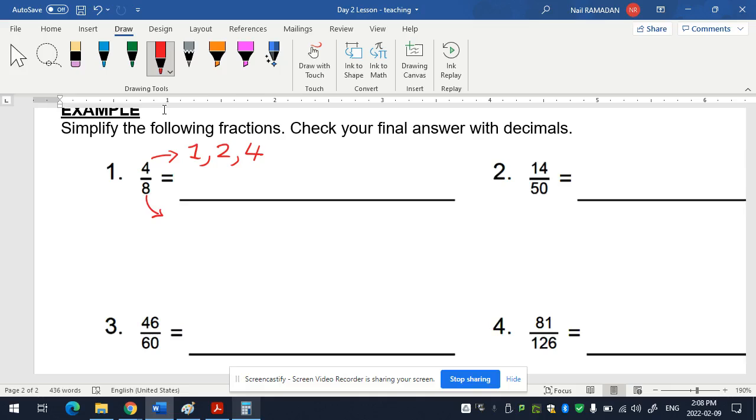Okay. 8. What's the first number on the list? Do you think 2 works? Is 8 an even number? It sure is. 2 is admissible. Do you think 3 works? No. 8 does not divide 3. 3, 6, 9. Sorry, 8 is not on the list. 4 does. And 4 is half of 8. So what's the next one? 8.